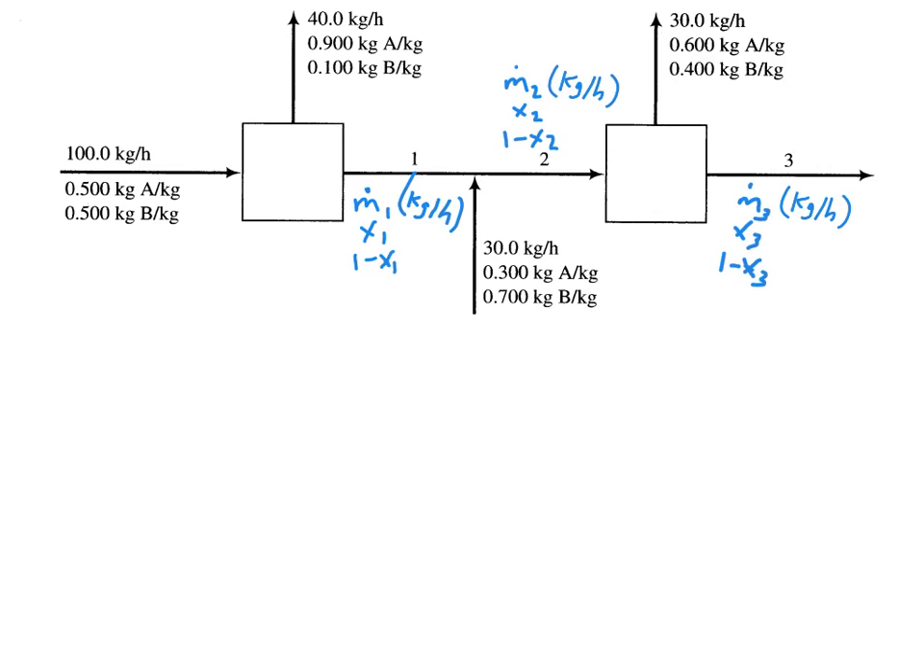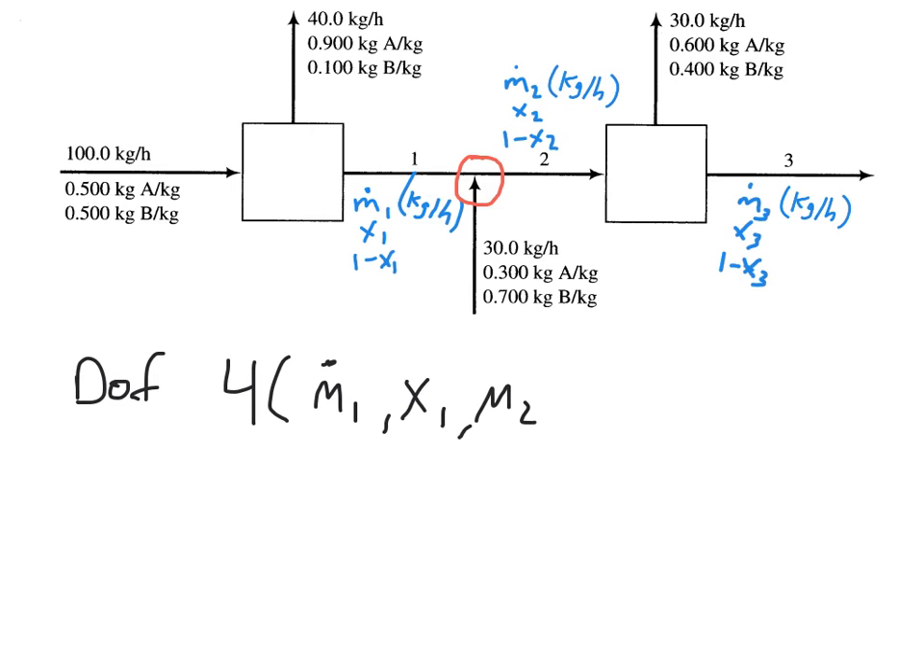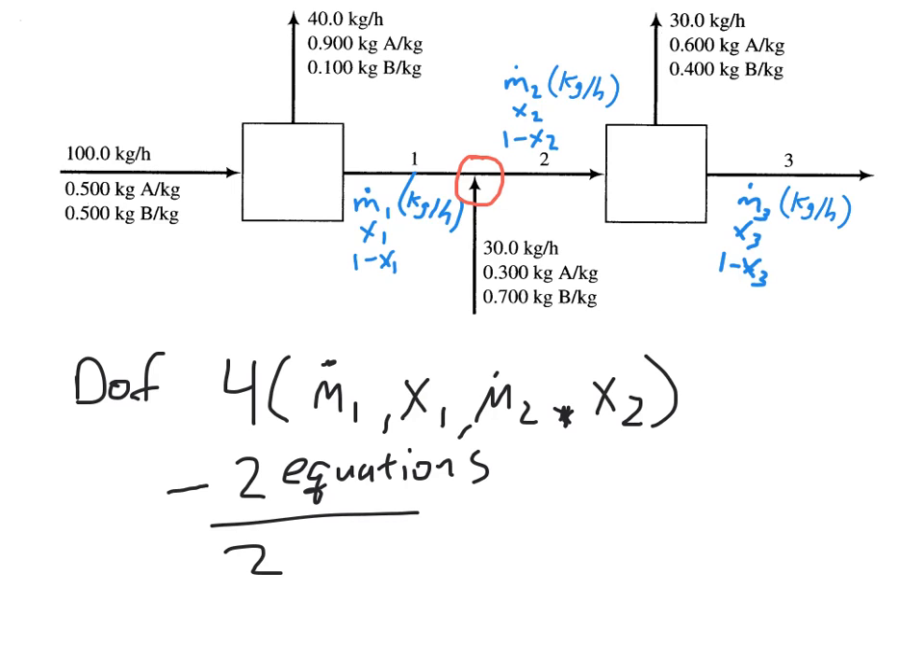So for instance, I could do some around the mixing point, in this case the mixing point right there. If I do that, I would have 4 unknowns, in this case M1, X1, M2, X2, and 2 equations, for a total degrees of freedom of 2. So I can't solve that. So I know, okay, I'm not going to do the mixing point.